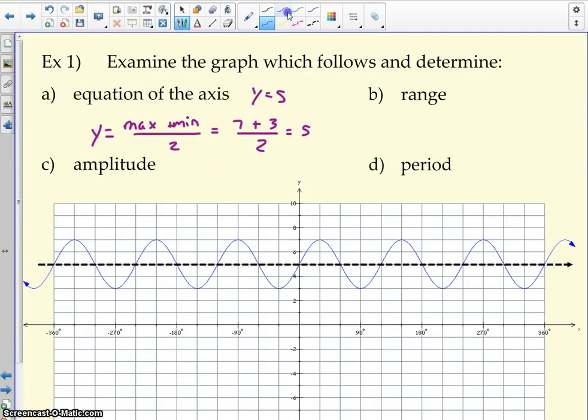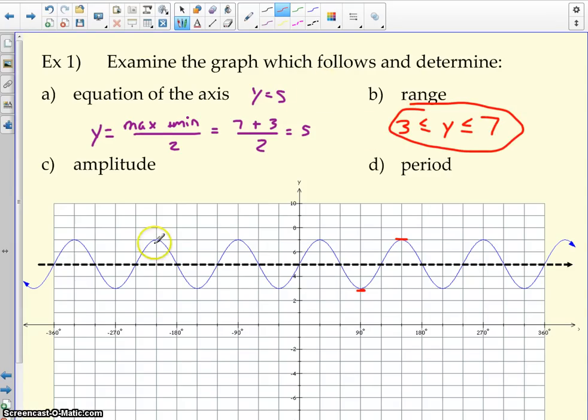Okay, so the range, remember the range is all the possible set of y values here. And we already talked about what the max and minimum y values would be from the equation of the axis part. So if I have that, I can determine my range. My smallest value is 3. My highest value is 7, so y can be anything between 3 and 7.